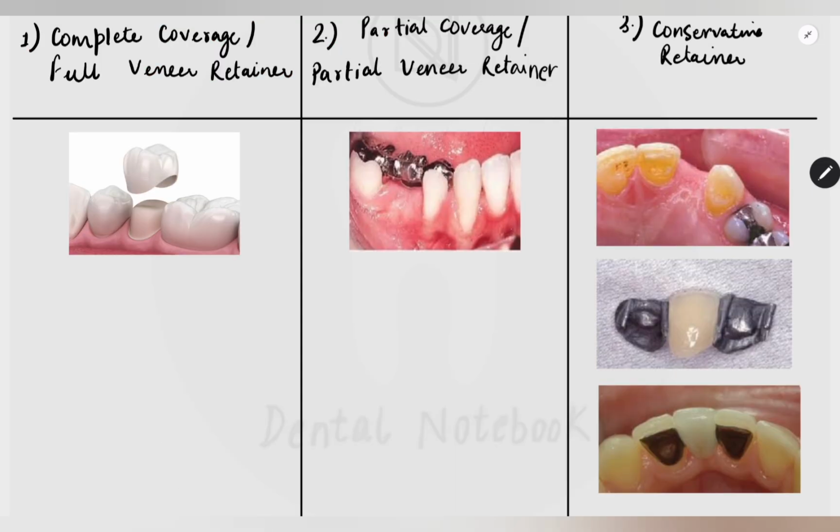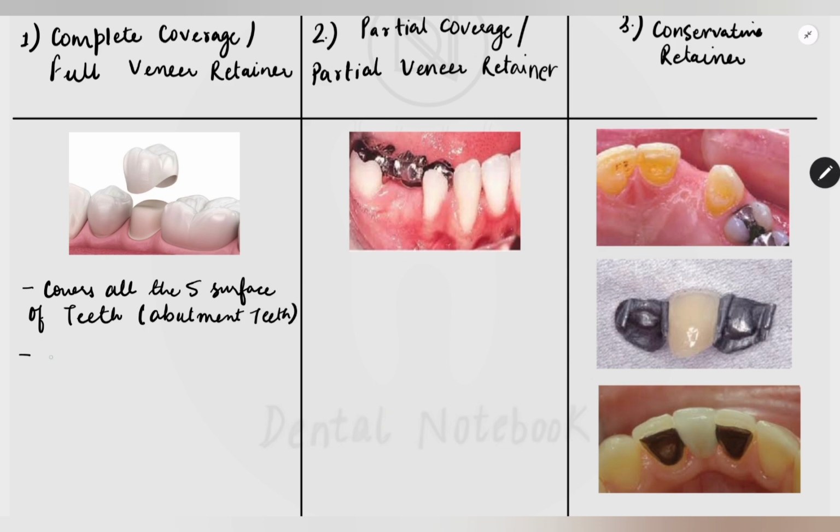Here you can see the different types of retainers. First, here is a complete coverage retainer. This complete coverage retainer covers all the surfaces of the tooth. All 5 surfaces of the tooth are covered by the retainer. So it covers all 5 surfaces of your abutment teeth.